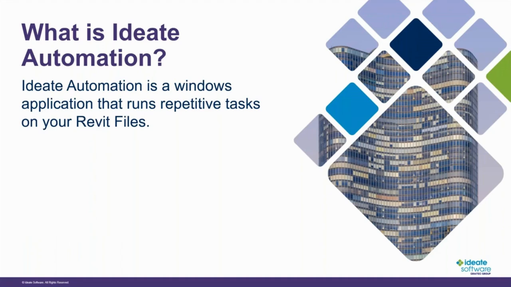To get started, I just wanted to lay the foundations and discuss what Ideate Automation is for those that may or may not know. Ideate Automation is a Windows-based application that runs repetitive tasks on your Revit files. These would be tasks like printing the model, publishing the model, opening your Revit file, right? These could all be automated using Ideate Automation.